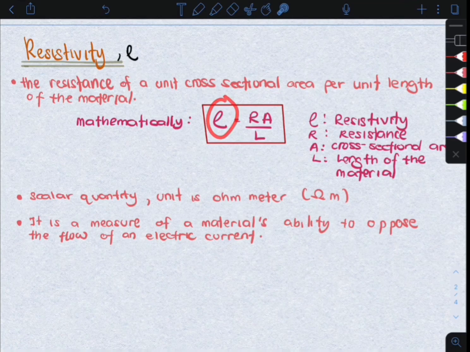Rho is the resistivity, R here is the resistance, A is the cross-sectional area, and L here is the length of the material. The resistivity here is also a scalar quantity, as your resistance is scalar quantity, area is scalar quantity, and length is also scalar quantity. The unit for resistivity here is ohm meter. And to understand resistivity better, it is basically a measure of a material's ability to oppose the flow of electric current.